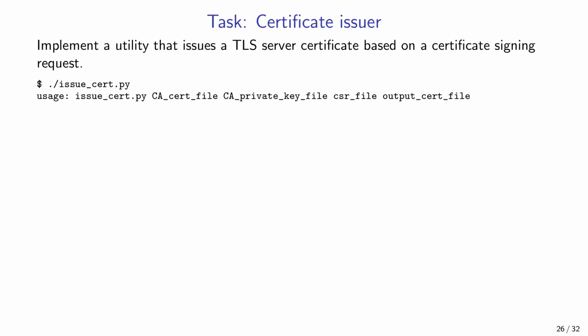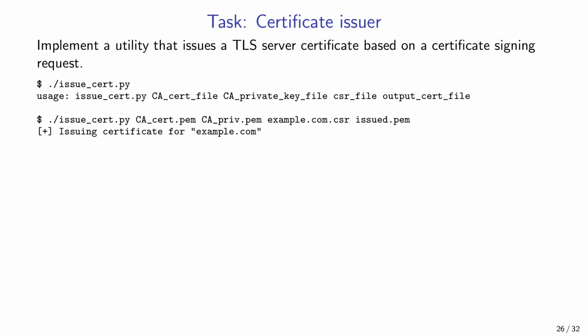Issue_cert.py takes as arguments a CA certificate, a CA private key, a certificate signing request, and writes the issued certificate to a file. When we run it, specifying the required input files, it will output a single line showing the domain name for which the certificate is issued. Of course, in practice, we would verify that the domain belongs to the entity which sent us this certificate signing request, but we assume that this has already been done.